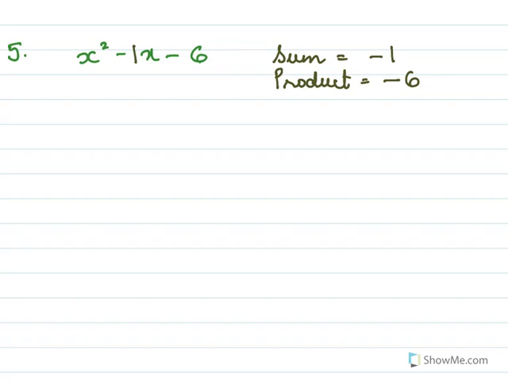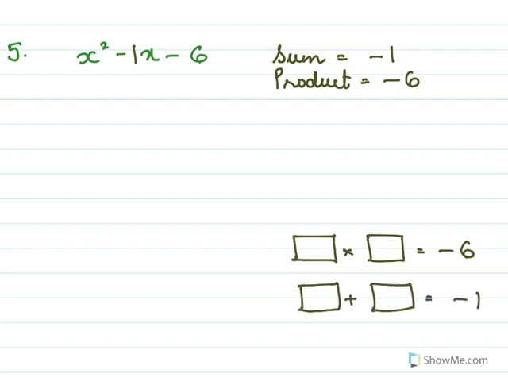So we need to find two numbers. When we multiply them, we should get minus 6, and when we add them, we should get minus 1. So factors of 6 are 1 and 6, which don't give you 1 at all if you add or subtract. Then you get 2 and 3. Now 2 and 3, when you add, you get 5. But when you subtract 2 and 3, you get 1. So 2 and 3 would be the numbers.